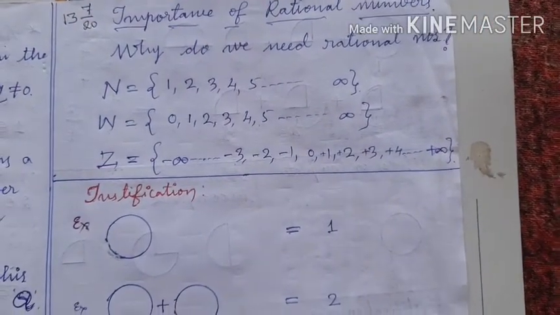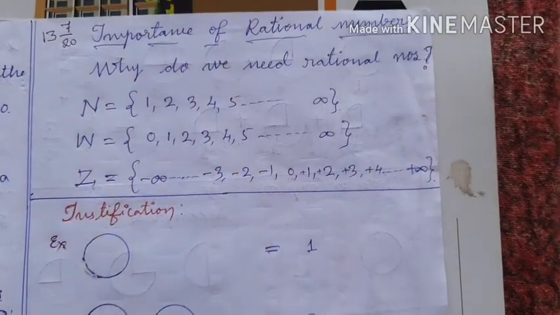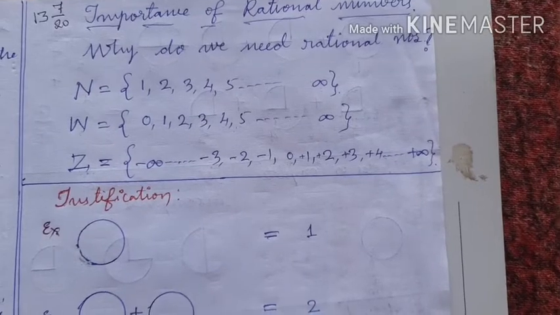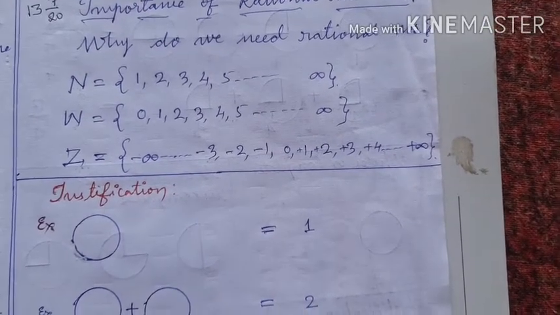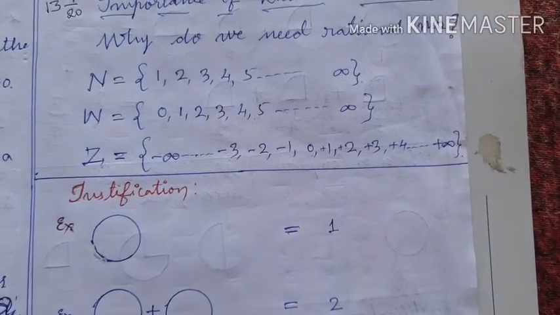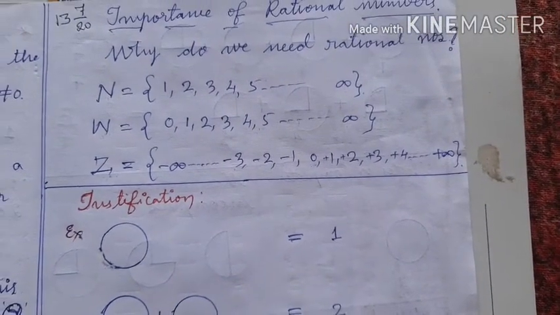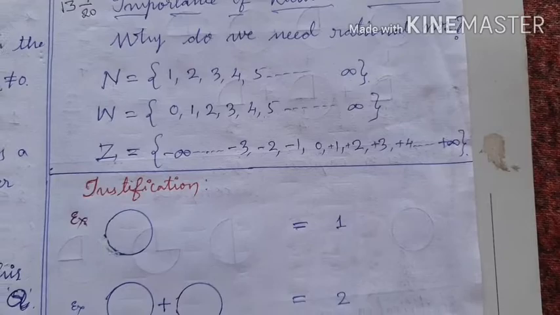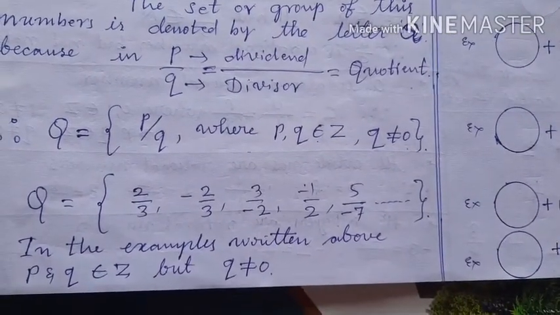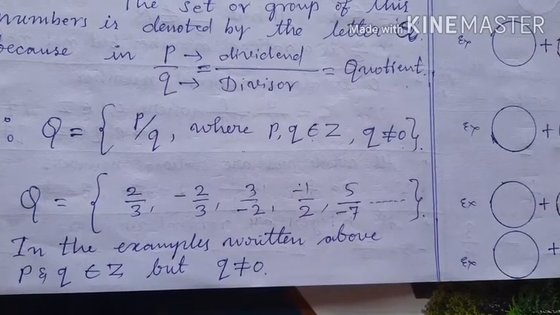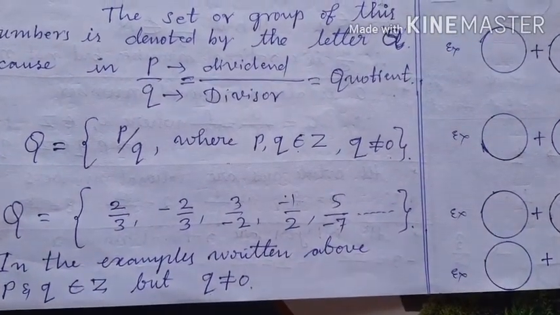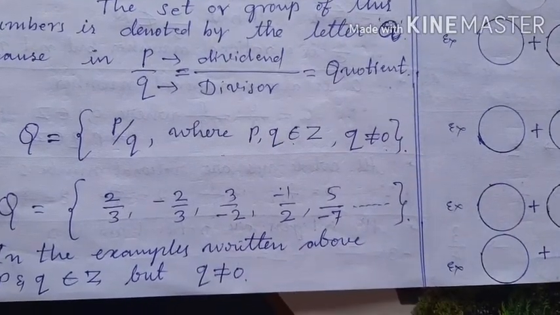Among the group of numbers we have discussed so far, the real number set is the biggest group of numbers. Okay children, see here: natural numbers, whole numbers, integers, then the rational numbers in the form of p by q, like 2 by 3, minus 2 by 3, 3 by minus 2, minus 1 by 2, 5 by minus 7, etc.